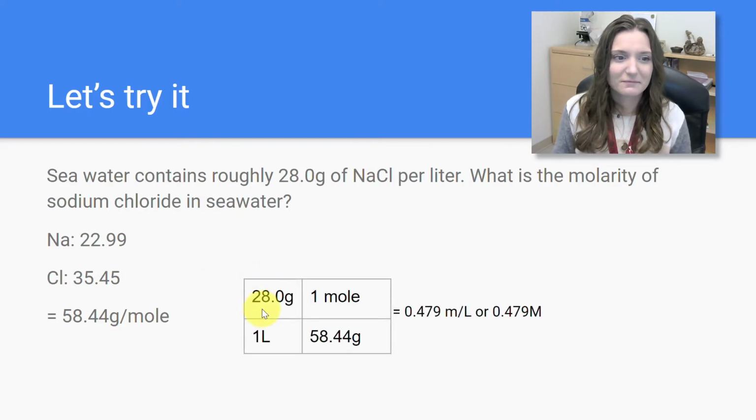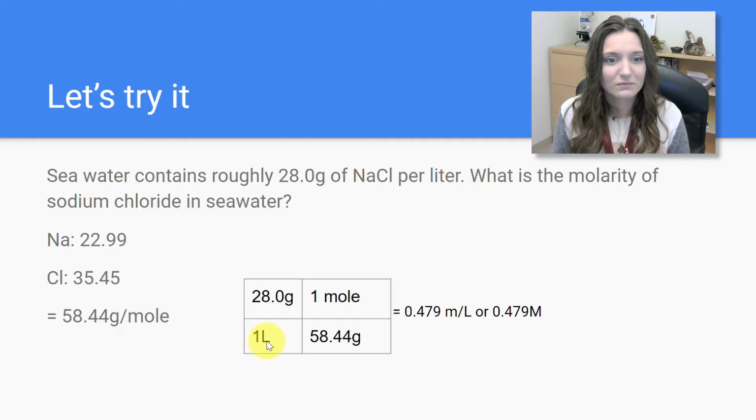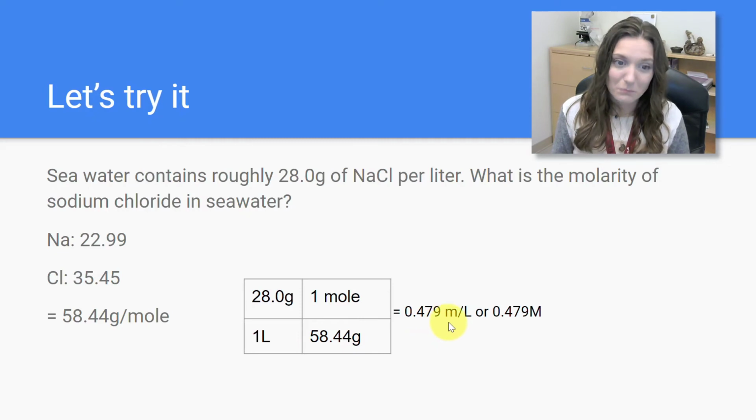So let's do some math. We know we have 28 grams of sodium chloride per 1 liter. We know that 1 mole of sodium chloride is equal to 58.44 grams. Okay, we've just rearranged this idea here, right? These grams can then cancel. And if we do this calculation, 28 divided by 58.44, that gets us 0.479 moles of sodium chloride per liter, which is our unit for molar.